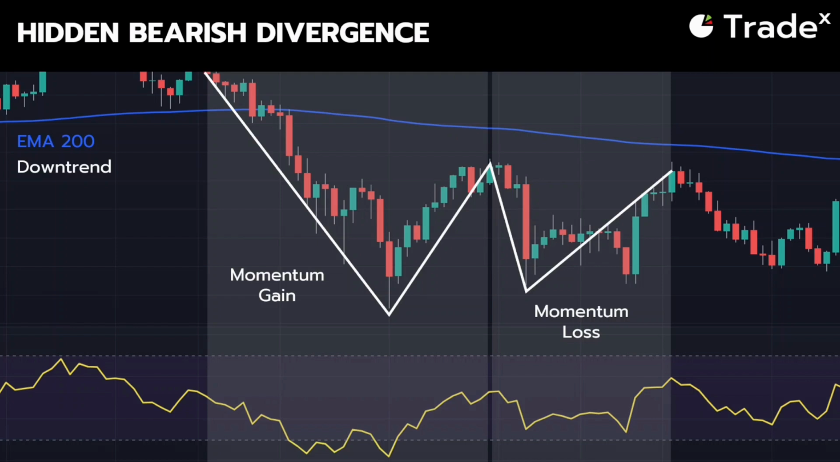For hidden bearish divergence, we'll focus on the last two peaks and their corresponding RSI data. These key points will help us identify if the divergence is signaling a continuation of the downtrend.